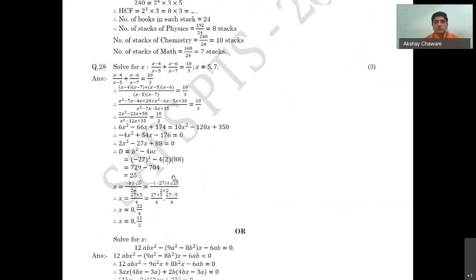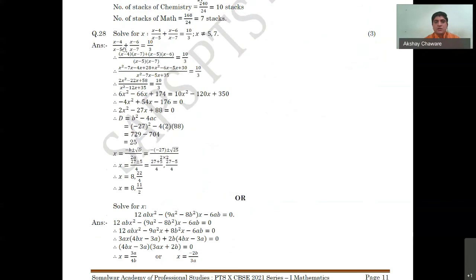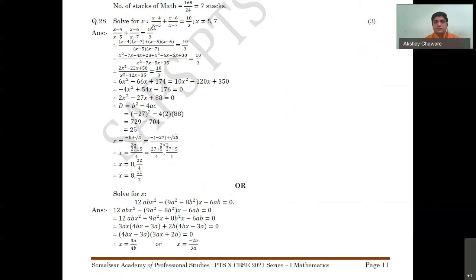Now the next question, question number 28. Solve for x: (x minus 4) upon (x minus 5) plus (x minus 6) upon (x minus 7) equal to 10 by 3, where x is not equal to 5 and 7. So again two fractions are given. We will apply the cross multiplication method.